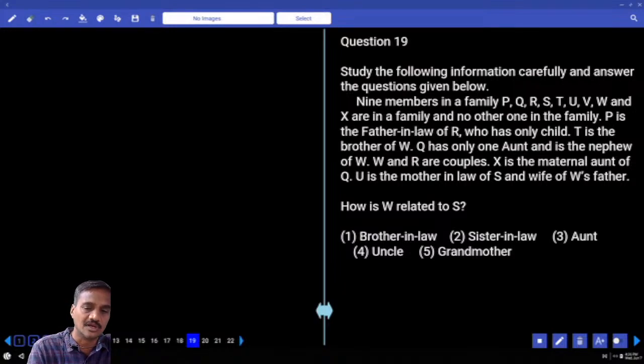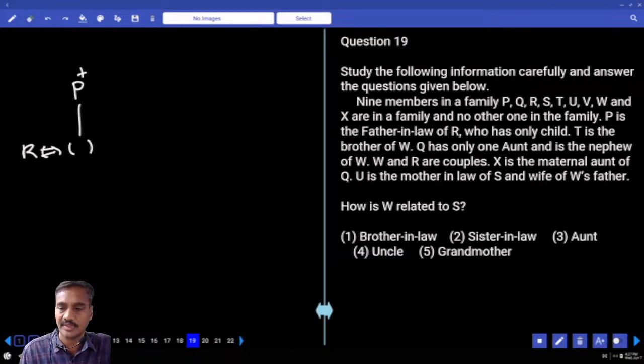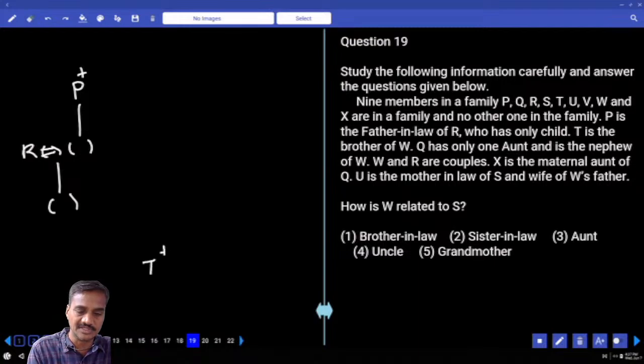That means R's spouse, husband is P. P is the father-in-law of R. And R has only one son. Now this R is having only one child. And T is the brother of W. T and W are siblings.